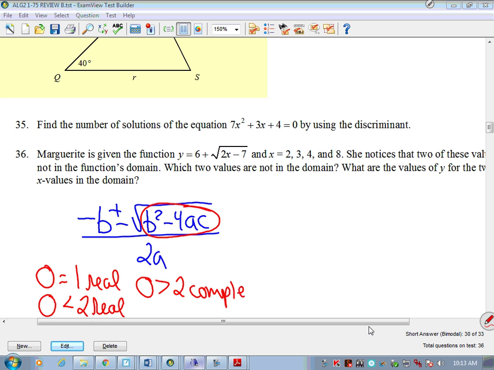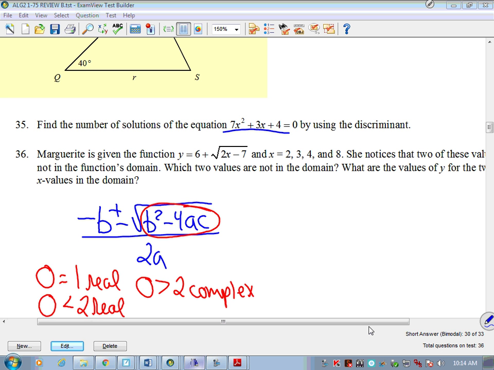Because if it's less than 0, what I'm getting inside of here is a negative number. I'm getting the square root of a negative, which means my answer by definition is complex. It's imaginary. So whenever they say use the discriminant, I don't need to do all of this. All I need to do is the b squared minus 4ac. So how do I take these numbers here and do that?